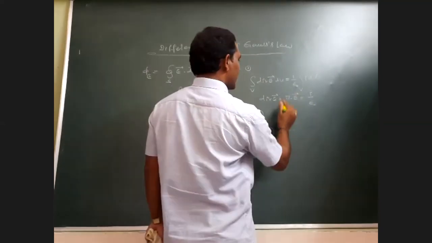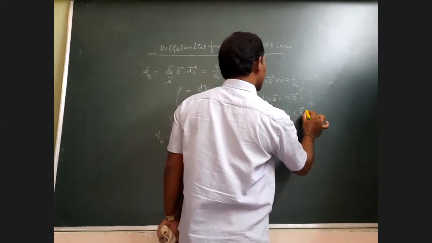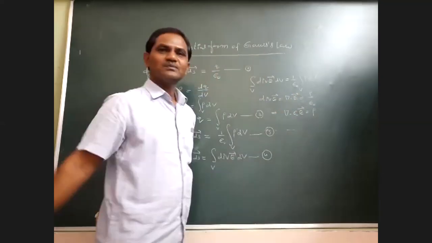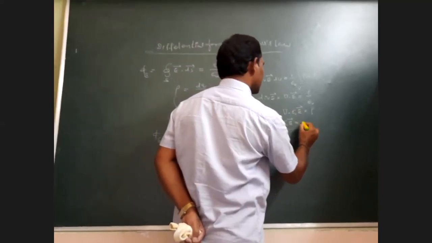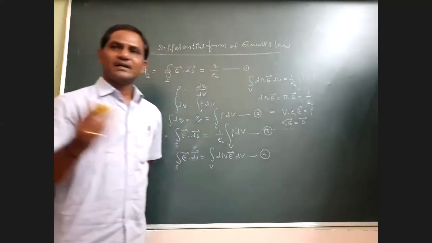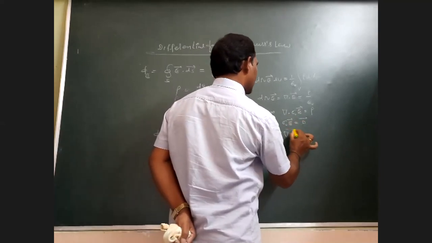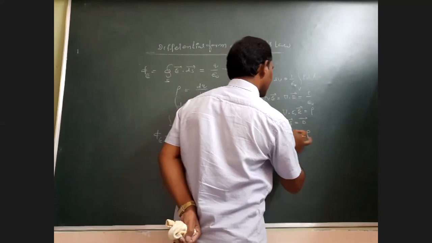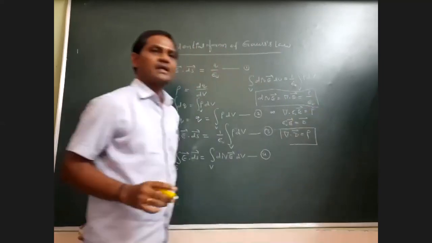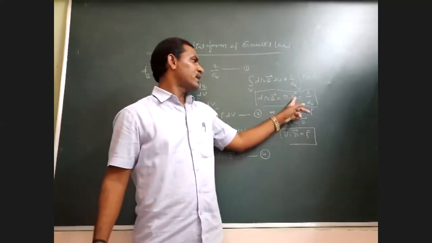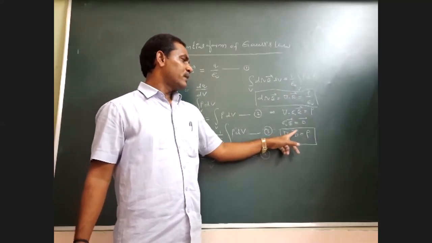Taking cross multiplication, del dot epsilon naught E bar is equal to rho. But epsilon naught into E bar we will discuss in detail in dielectrics; I am just taking the expression here. Substituting that, del dot D bar is equal to rho. So this is the differential form of Gauss law: divergence of E bar, or del dot E bar, equals rho by epsilon naught. Otherwise, del dot D bar, capital D bar, equals rho.